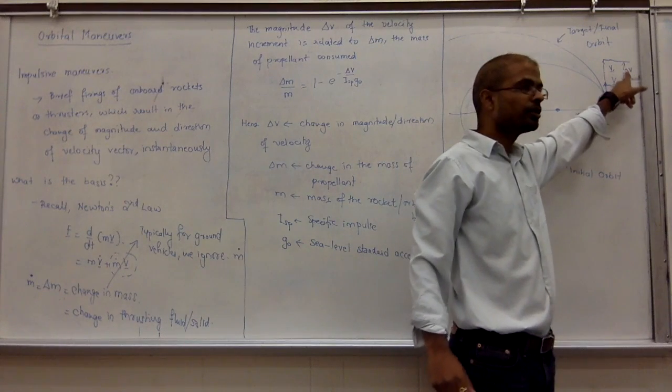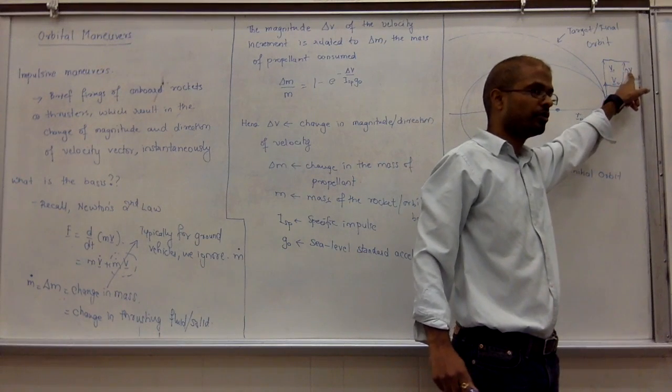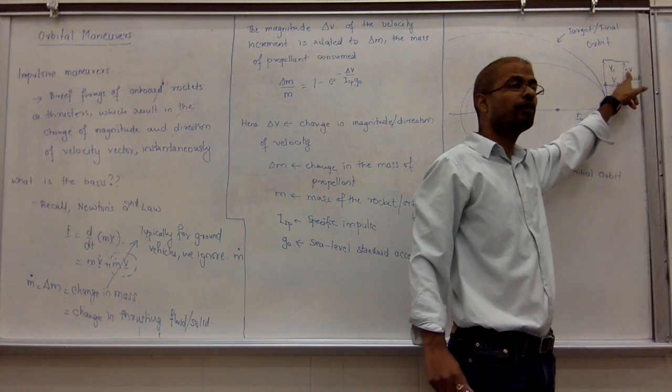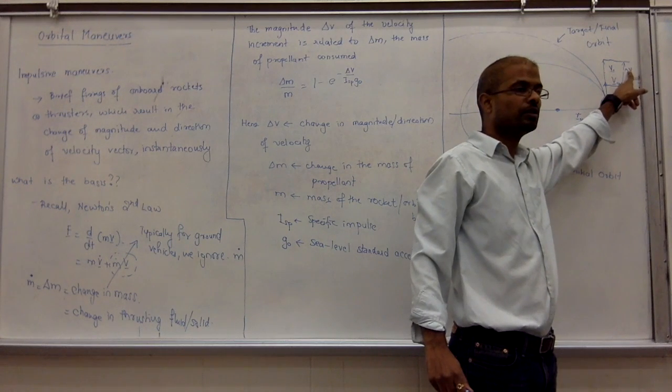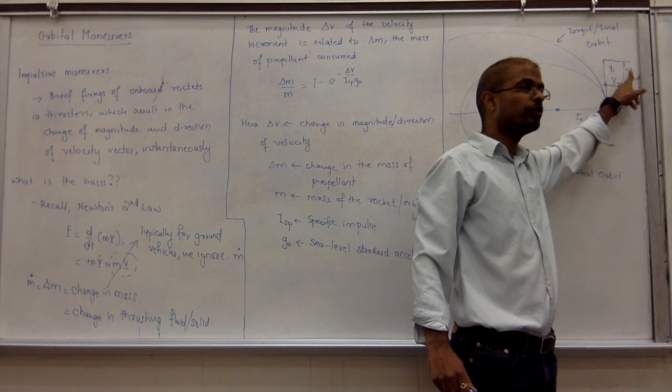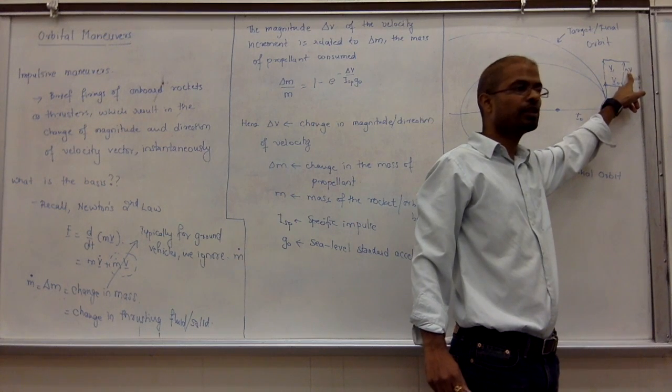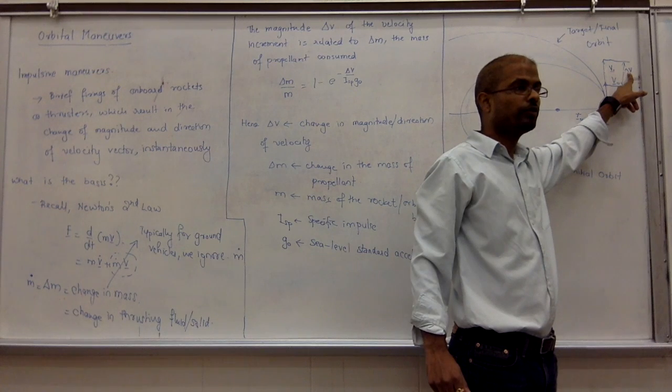As orbital engineers, as spacecraft engineers, as satellite engineers, you are required to find this delta V. Largely your goal is to find this delta V. You'll be given, let's say, an orbit. I want to go from this orbit to this orbit. You have to find this delta V.